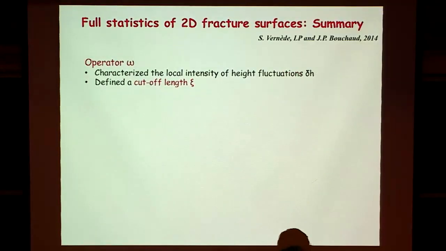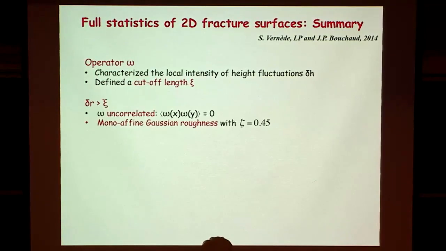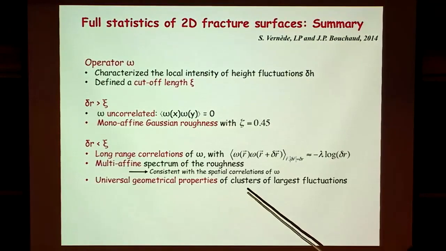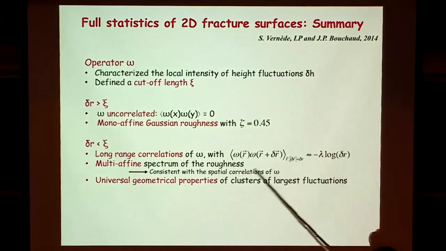So I will conclude. We have defined an operator omega that characterizes the height fluctuation on the fracture surface, and this is defined with a cutoff length psi that is material dependent. At larger scale, we don't have correlation of the field of omega, and we have a well-defined roughness exponent characteristic of brittle failure. At smaller scale, we have long-range correlation of height variation, characterized by a logarithmic drop with a slope lambda, and that is also consistent with a multi-affine spectrum, meaning a variation of zeta q with q, and a universal geometry of clusters, as we just saw in the previous slide.